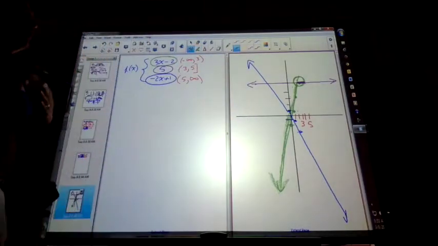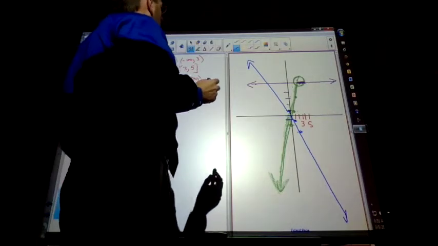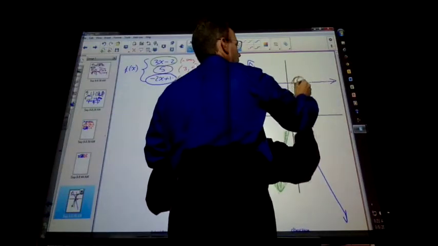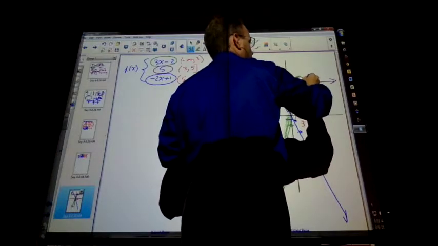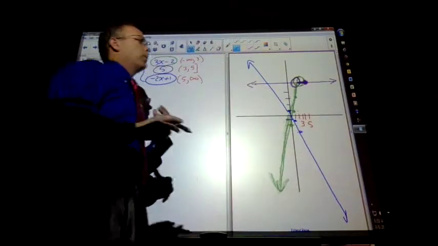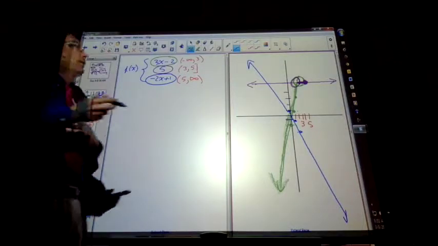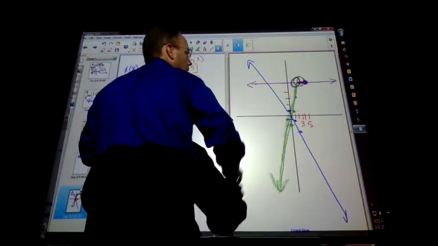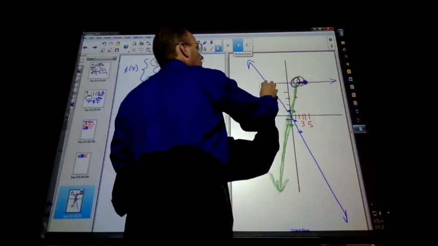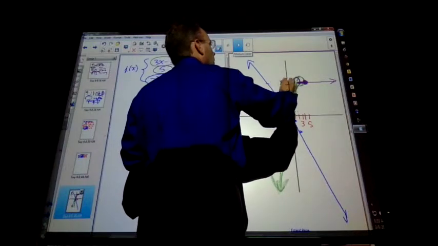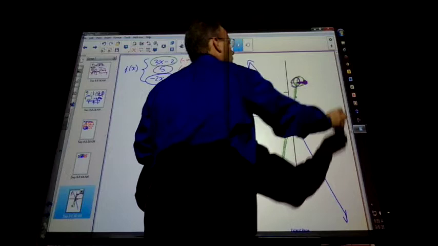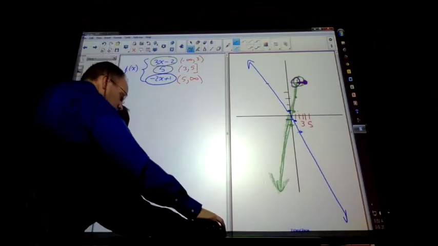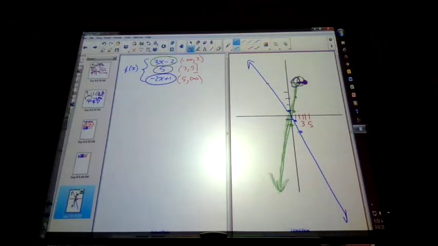Okay? So at 3, it's an open dot. 3 is an open dot. 5, we have a closed dot. The rest of the purple line I'm not worried about, so I'm going to go ahead and erase it. Is that okay so far?